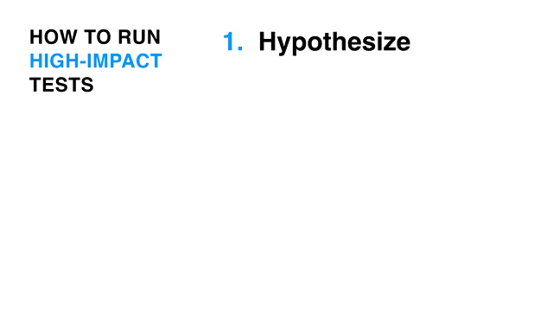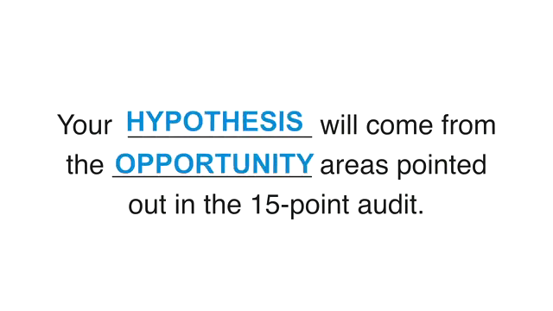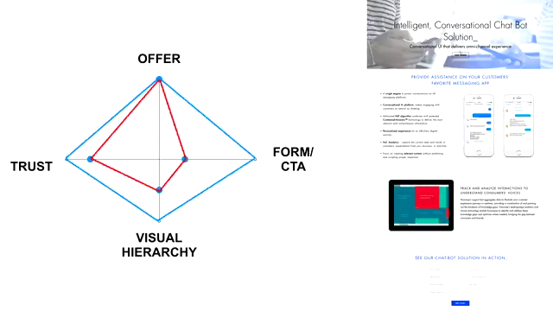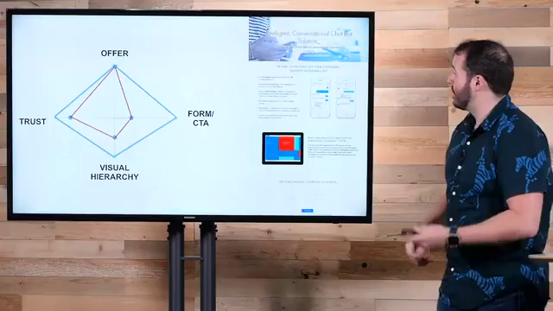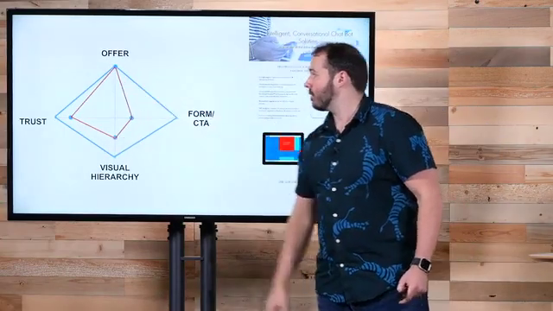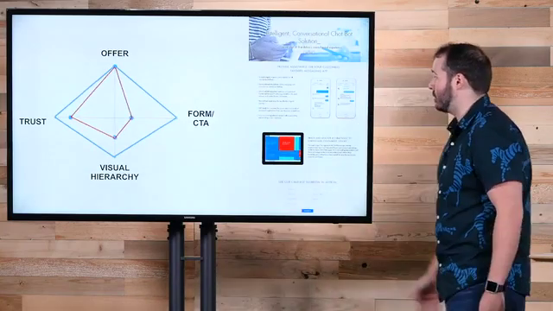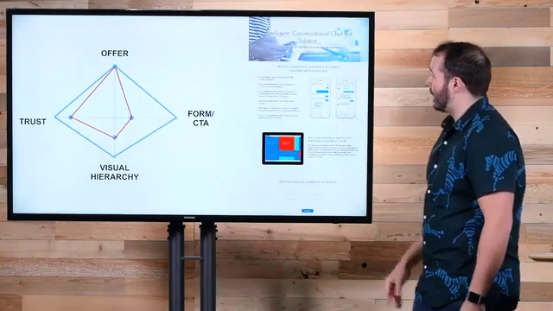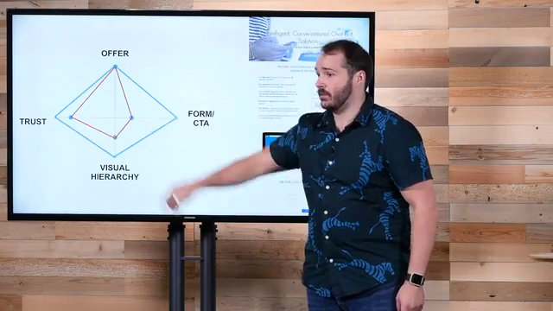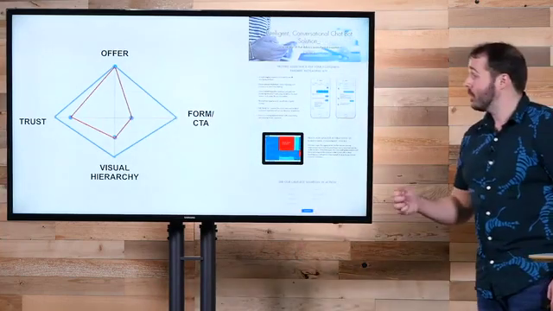Okay? So first, when it comes down to hypothesize, your hypothesis will come from the opportunity areas pointed out in the 15-point audit. Remember, I said we don't need to touch the offer right now. Trust, that's marginal gains if I'm trying to increase that. I don't think that's going to actually move the needle at all. That could go either way. Here is my opportunity. That's where I need to focus. That is where I'm going to be spending my time for this test.